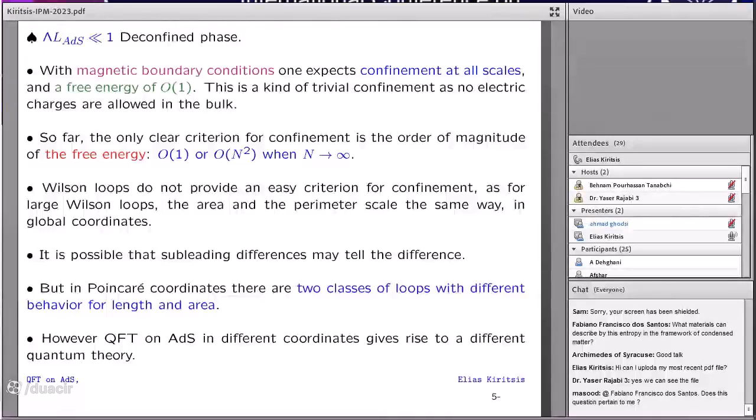Of course, one would think that Wilson loops would give us information as they do in flat space. However, Wilson loops are more complicated to read in the case where you are in AdS. For example, if you consider large Wilson loops, the area and the perimeter scale are more or less the same in AdS if you are in global coordinates. In that case, one may try to use subleading differences, but the subleading differences are not known. On the other hand, if one puts the theory in AdS in Poincaré coordinates, there are two classes of loops, and they have different behavior for length and area. However, one should remember that if you put a quantum field theory on two manifolds whose only difference is a change of coordinates, the quantum theories are not the same.